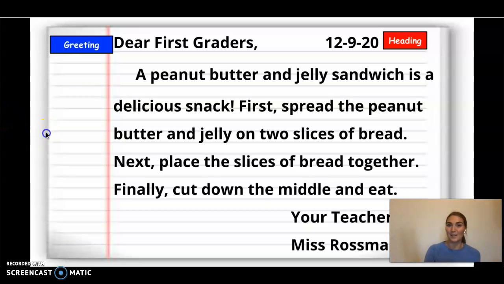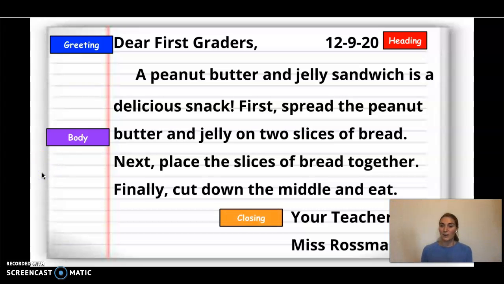The next part of our letter is the body. The body. This is where we write the letter. In our body today, you are going to be gluing down the sentences that tell a friend what to do. They are instructional sentences. The fourth part of our letter is the closing. That's where you say goodbye. You can say your friend, you can say sincerely, or like I did, your teacher.